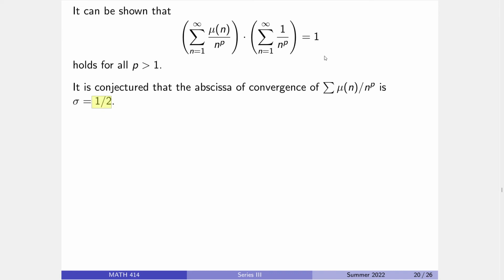Ooh, wait, when did we just talk about 1/2? 1/2 involved in a conjecture. Ooh. Did you know the Riemann hypothesis is a Calc 2 problem?